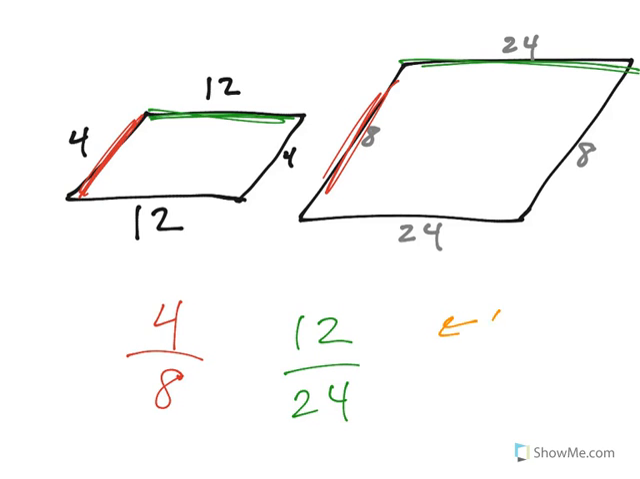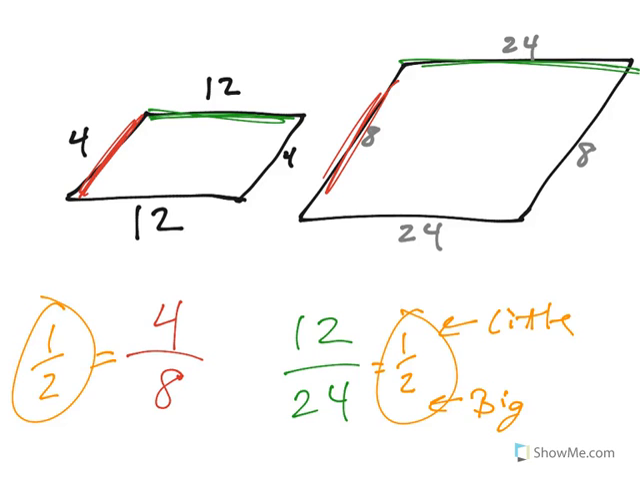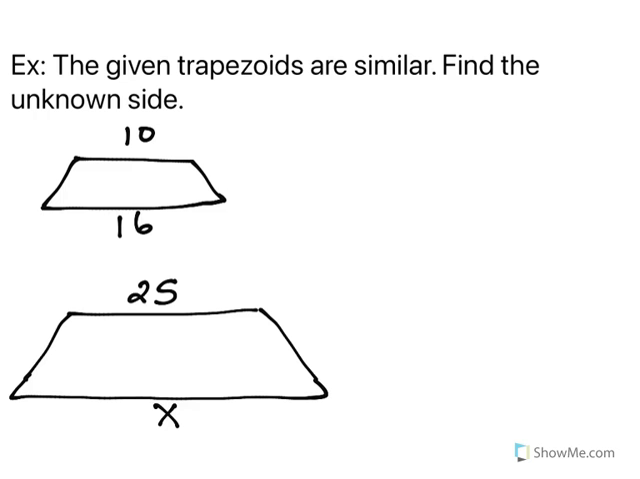Now you'll notice I put the little parallelogram on the top and the big parallelogram on the bottom in terms of consistency with ratios. Okay, now when we're looking at this, 4 compared to 8 is 1/2, and 12 compared to 24 is 1/2. So there's your similar ratio. The sides both reduce to 1/2, and therefore we have ourselves similar figures. So in the first example, the given trapezoids are similar.